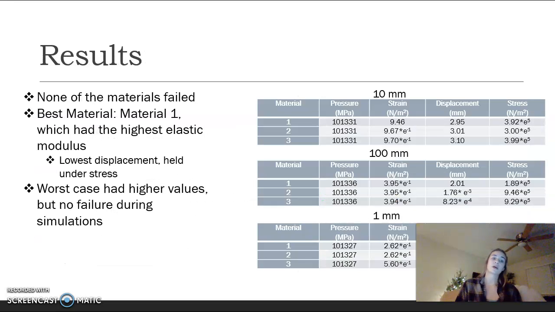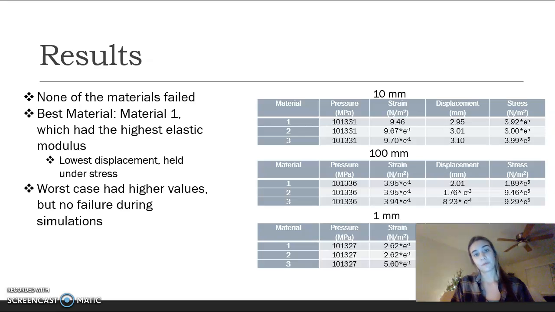So for my results, none of the materials failed, which is good. That means none of my materials had any properties that wouldn't be able to exist in the human body, and it wouldn't be able to handle blood flow of my flow rates.